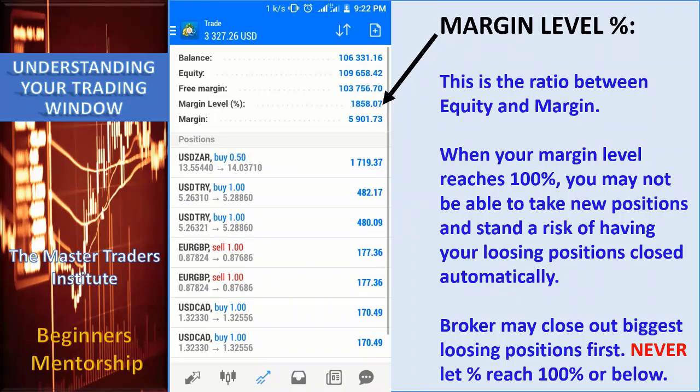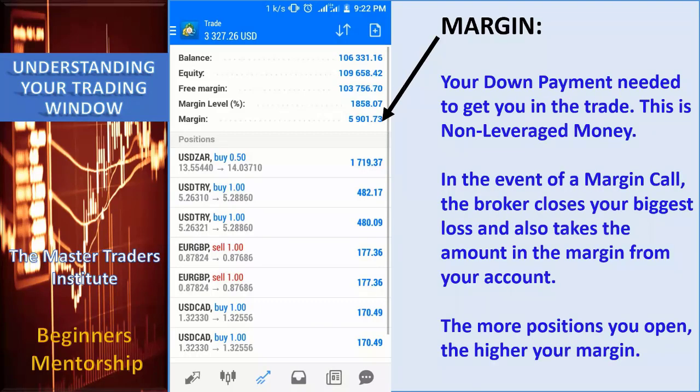Then we have the margin, your down payment needed to get you in the trade. This is non-leveraged money.